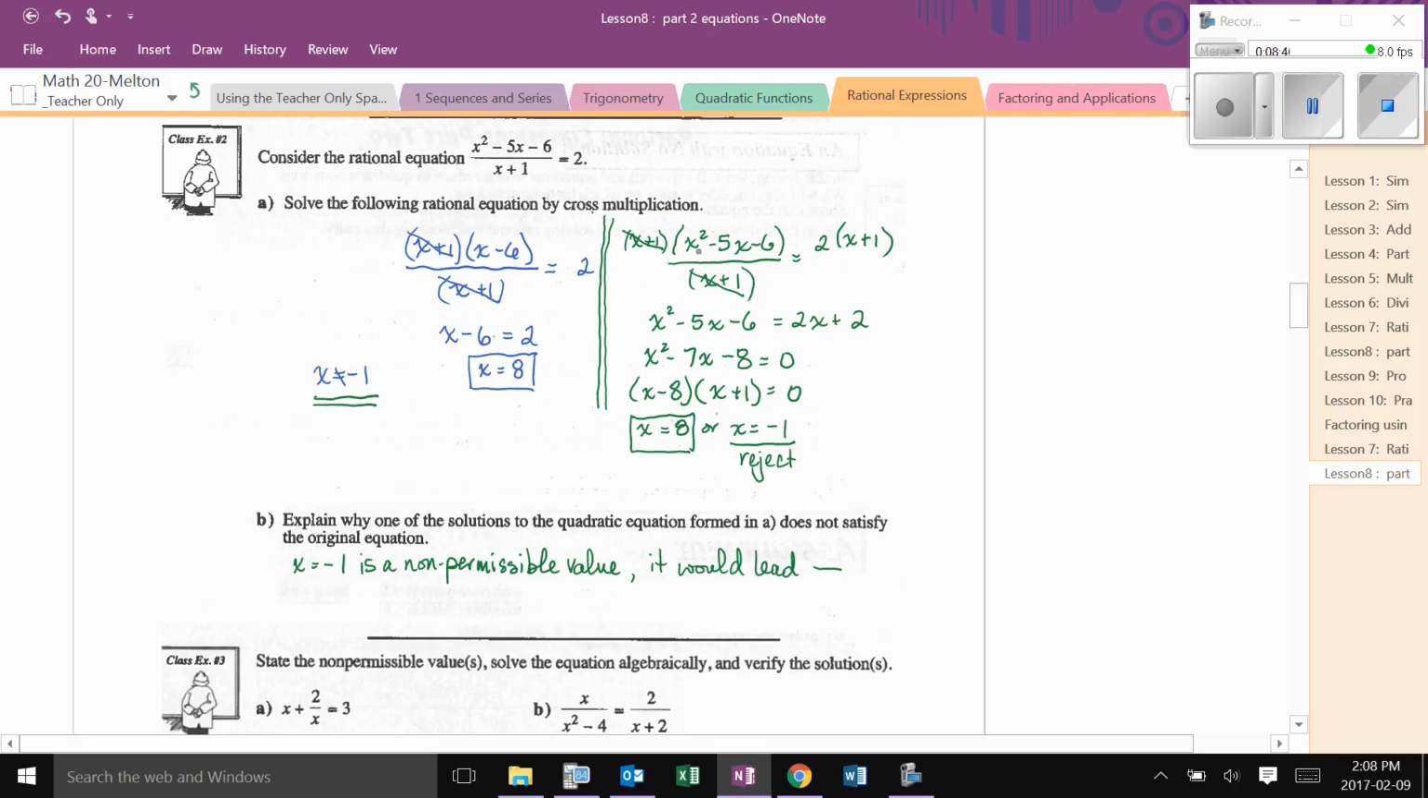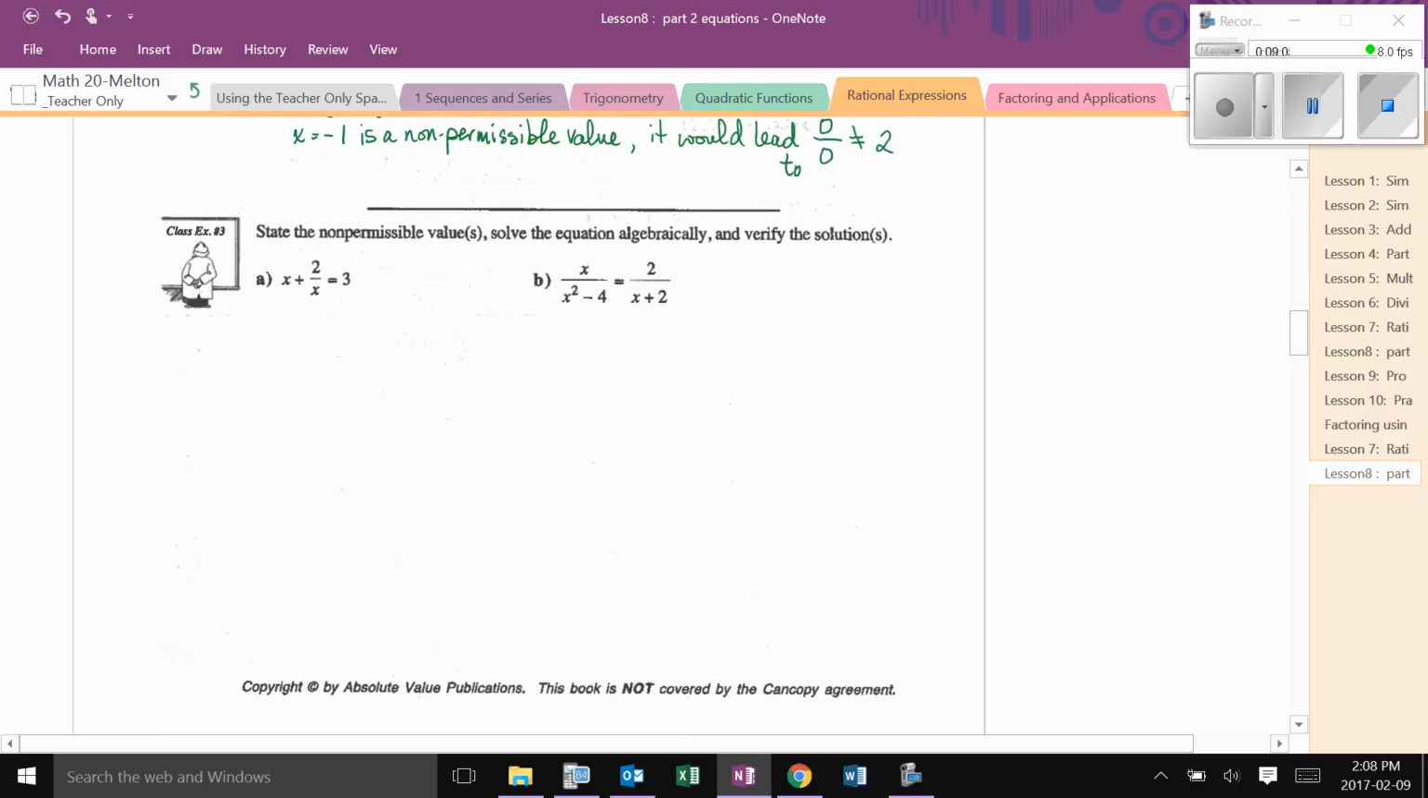You can even think about it at, if we were to substitute it into the numerator, we'd have -1 squared, which is 1 plus 5 minus 6, which is 0, and the denominator is also going to be 0, and that, of course, is not only undefined, but it definitely does not equal to 2. Okay, so it would lead to 0 over 0, which does not equal to 2.